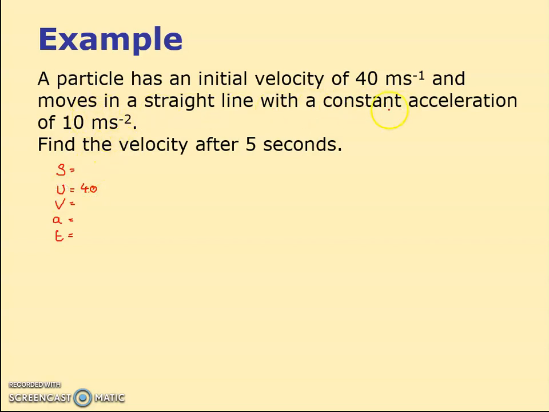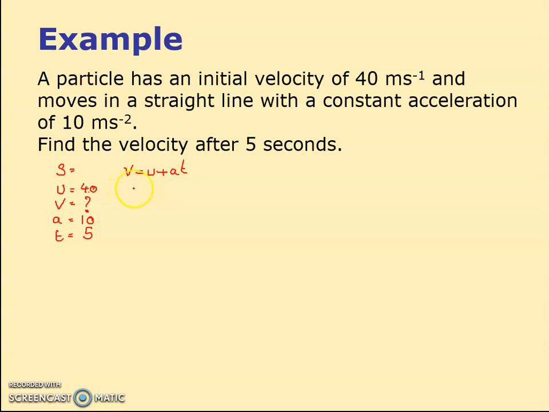It moves in a straight line with constant acceleration. Constant acceleration is 10. Find the velocity, so I want the velocity after 5 seconds. And you straight away realize I haven't got the S. And that sounds to me like V equals U plus AT. That's the equation. Now, look, I know that because I use it so often. So that's the one I'm going to use. But you've got to get better and good at knowing which equation to use.